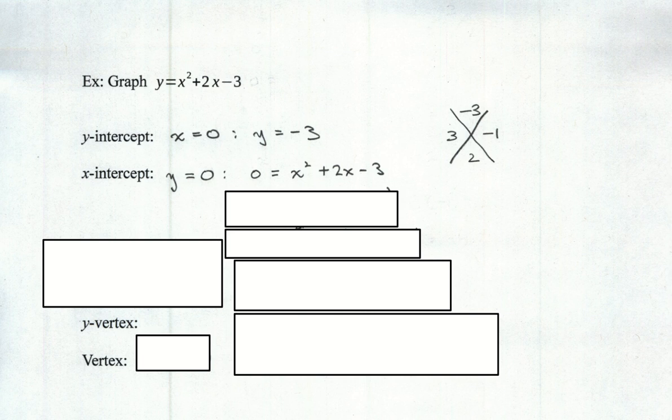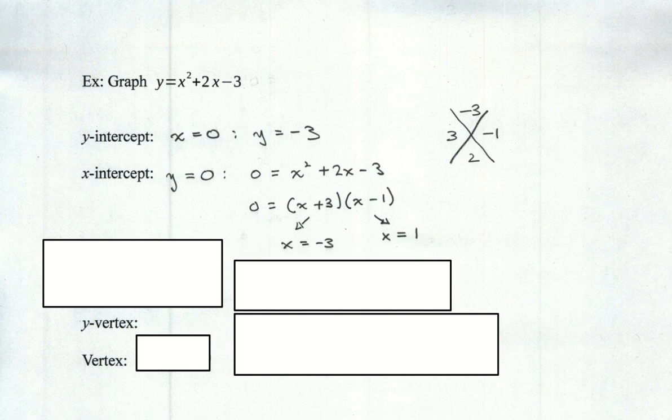The product is -3 and the sum is 2, and my two numbers are 3 and -1. Give yourself a second to convince yourself that that works. 3 times -1 is -3. 3 plus -1 is 2. Now I'm going to factor this using that diamond, so that gives me my two factors, x plus 3 and x minus 1. I'm going to use the zero factor property to get my two x-intercepts at -3 and at 1.